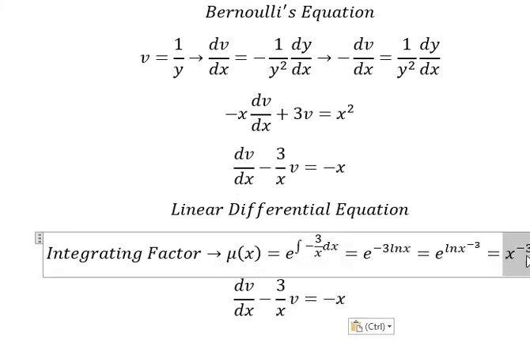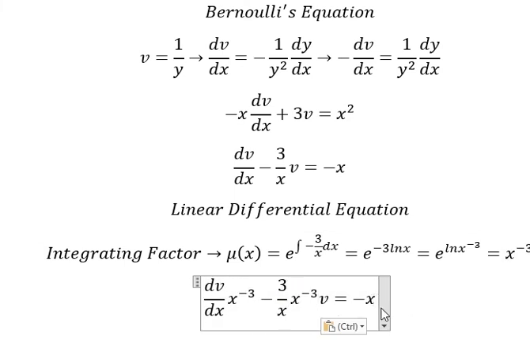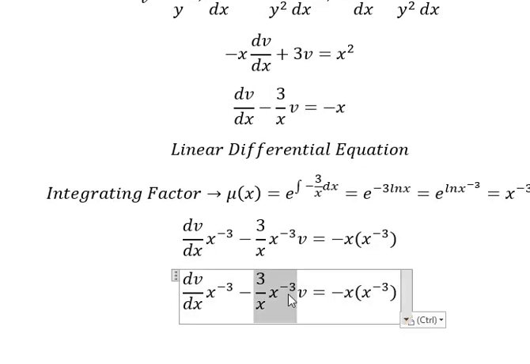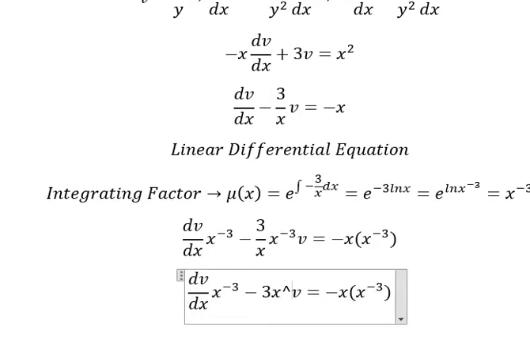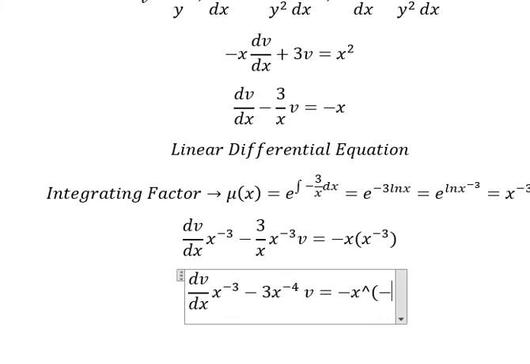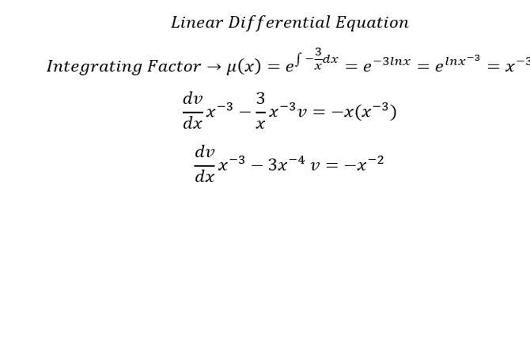That means we multiply both sides by this one. So this one we have 3s to the power of negative 4. This one we have s to the power of negative 2. Later we need to put the integral on both sides.